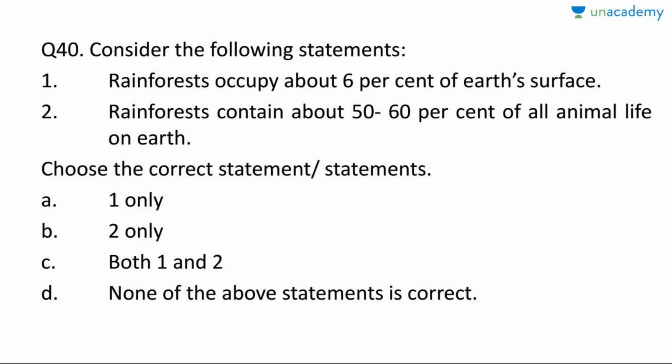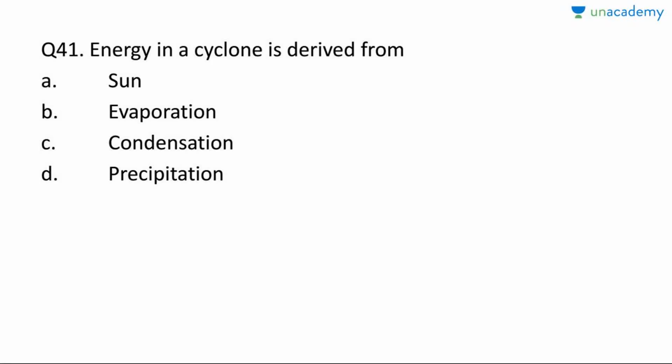Question number 40. Consider the following statements. Rainforests occupy about 6% of Earth's surface. Yes, this is correct. Rainforests contain 50 to 60% of all animal life on Earth. So this is also correct. So here the answer is C, that is both 1 and 2. So there is nothing to explain.